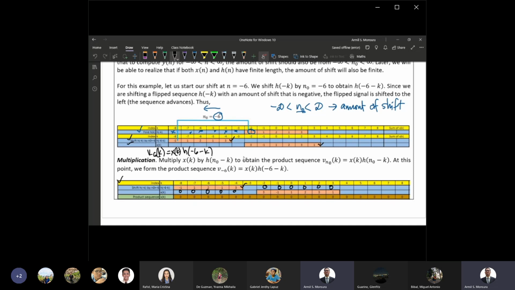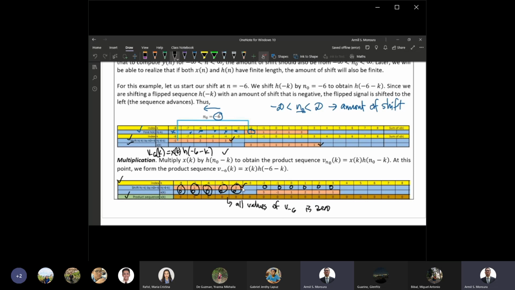Okay? Kapag binuo ko 'tong product sequence na 'to, i-multiply ko siya per signal value. So i-multiply ko 'to, for example, then ito, then ito, and so on. So ano mangyayari kapag binultiply ko siya at binuo ko yung product sequence na V? The product sequence would all have 0 as the sample values. So all values of V negative 6 is 0. So ganun yung mangyayari dito.